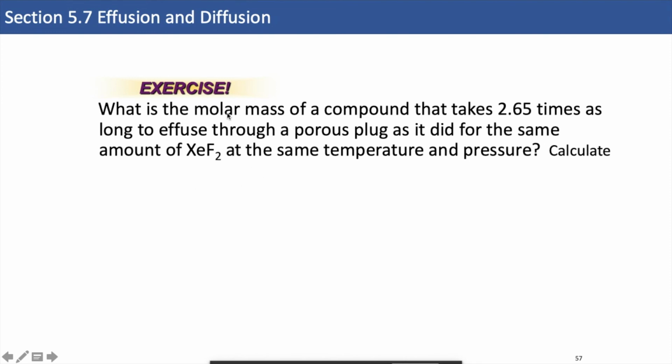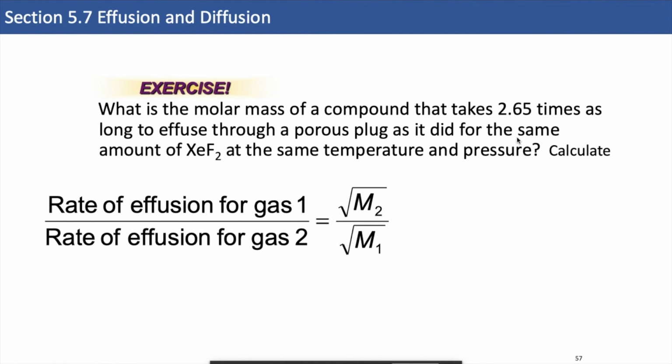So what is the molar mass of a compound that takes 2.65 times as long to effuse through a porous plug as it did for the same amount of, in this case now, xenon difluoride, at the same temperature and pressure? So let's calculate this stuff, right? So here's kind of how that works.